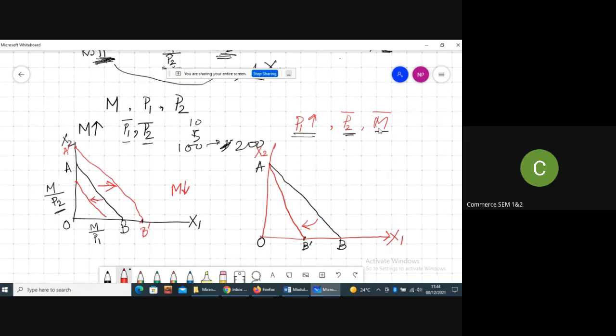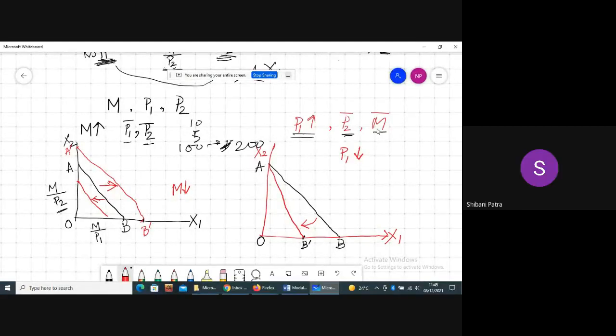Now what will happen if P1 decreases, with P2 and money income remaining unchanged? Sir, B will move to the right. So this point will come somewhere here, so B prime will come here. This other side remains the same. So the new budget line will be something like this, A and B1. It will rotate counterclockwise around point A, moving in the direction opposite to the clock's hands from this point. Understood? Yes, sir.